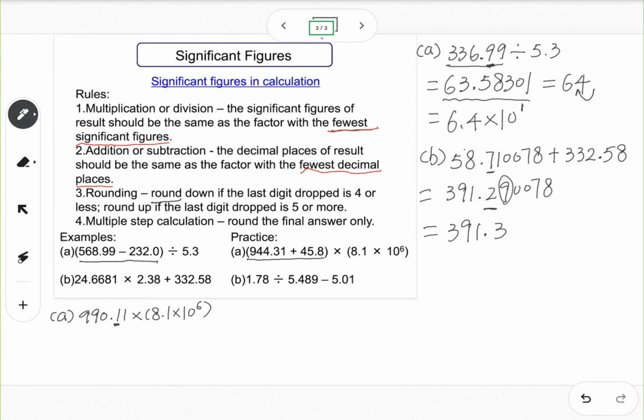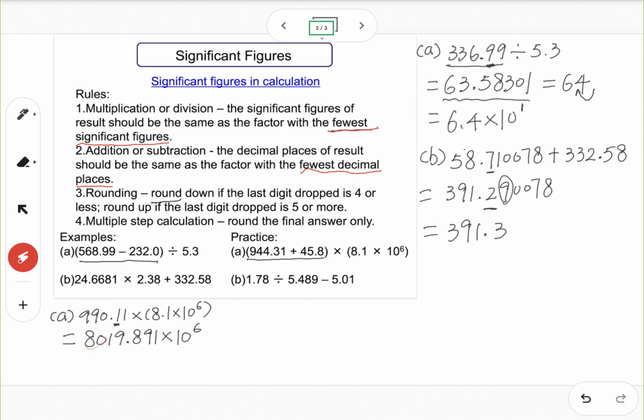Now, for multiplication, this number has 2 significant figures. This number is supposed to have 4 significant figures. So for multiplication, we should follow the number with the fewer significant figures. Let me do the calculation first. That is 8019.891 times 10 to the 6. As I mentioned, this number is supposed to have 2 significant figures because this one has fewer significant figures.